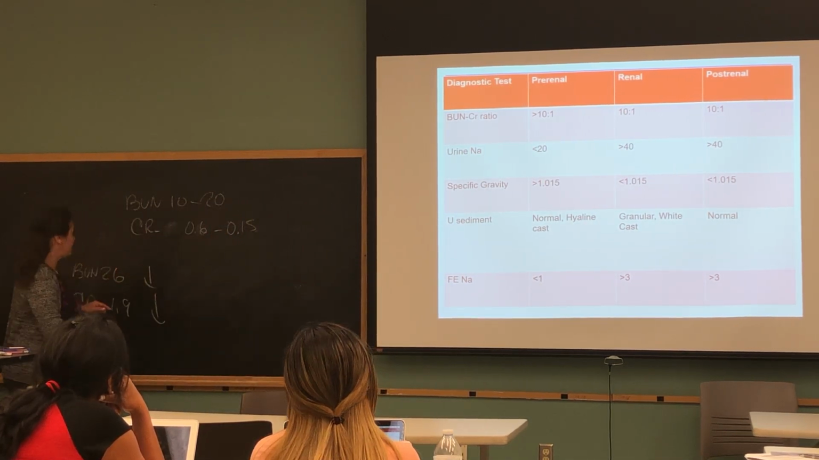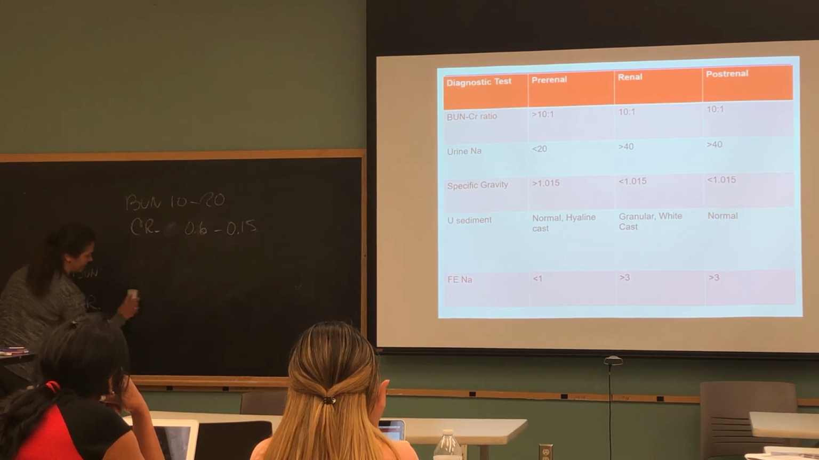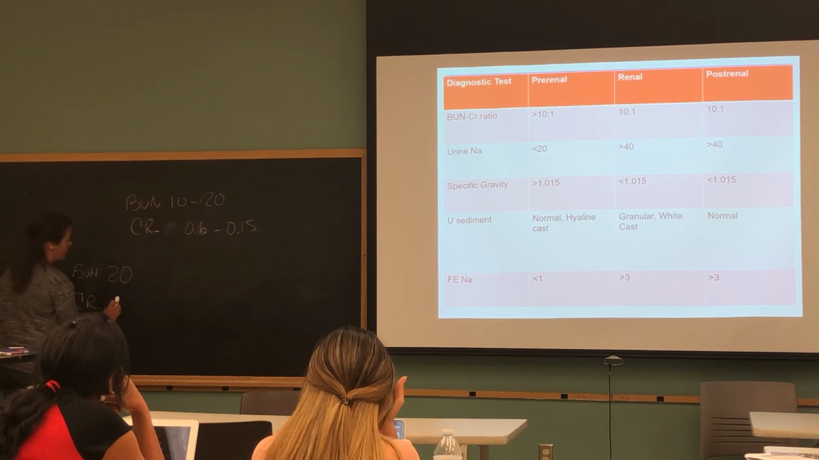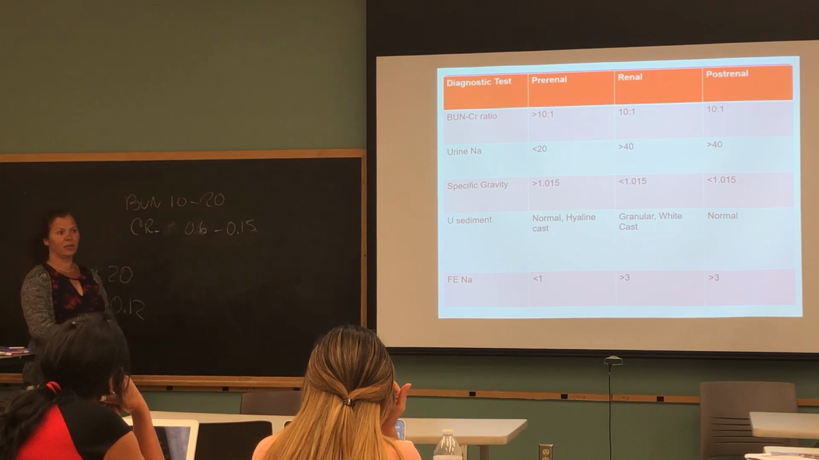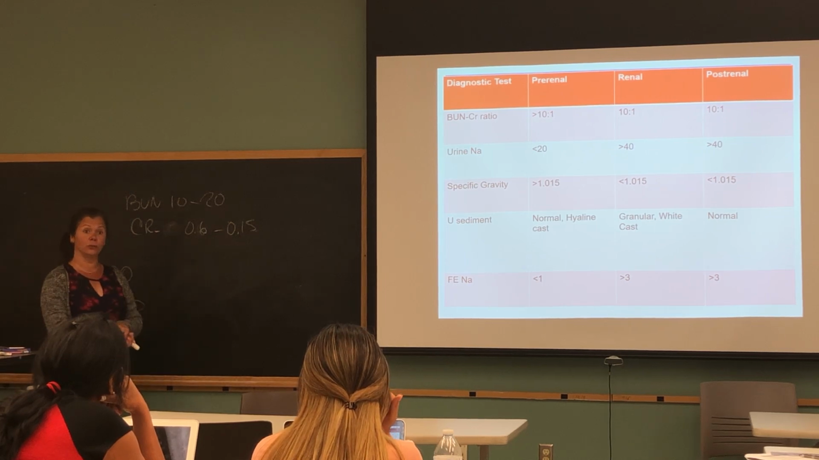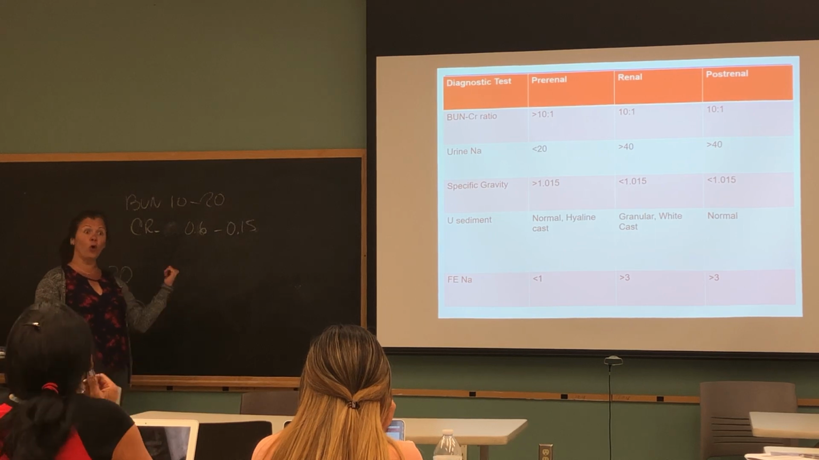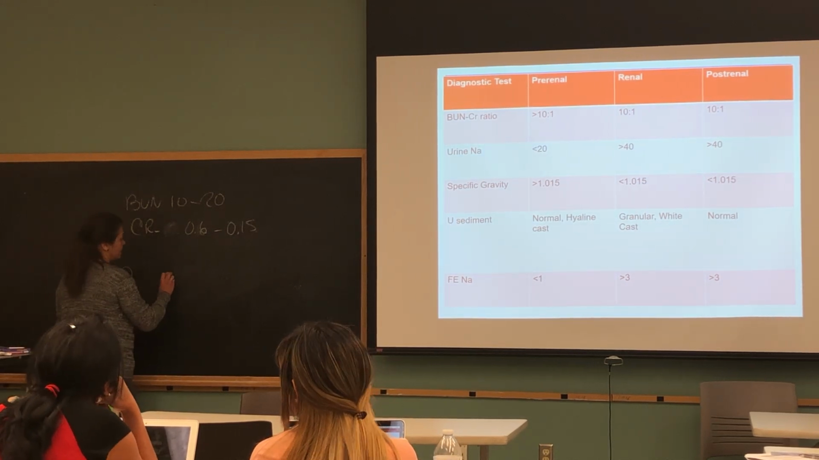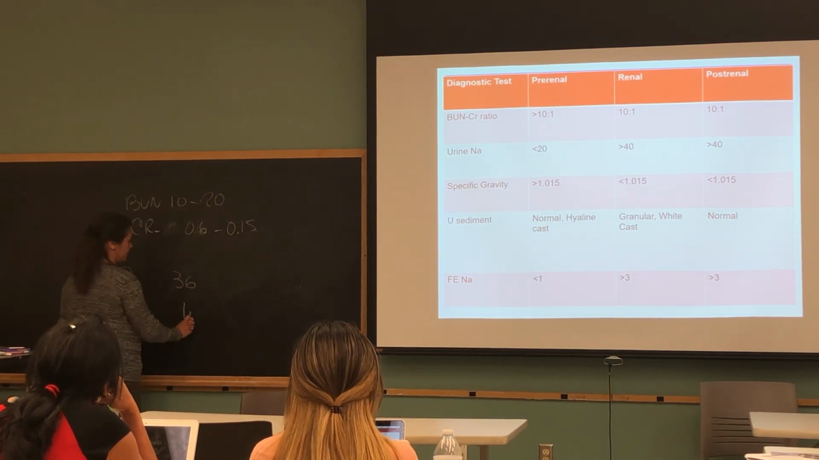Imagine that the patient's BUN and creatinine baseline is 20 and 1.2. Normal, right? Now the patient comes back to you, or comes to the hospital where the patient had a prior admission, that if you go back, now the BUN is 36, and the creatinine is 1.9.